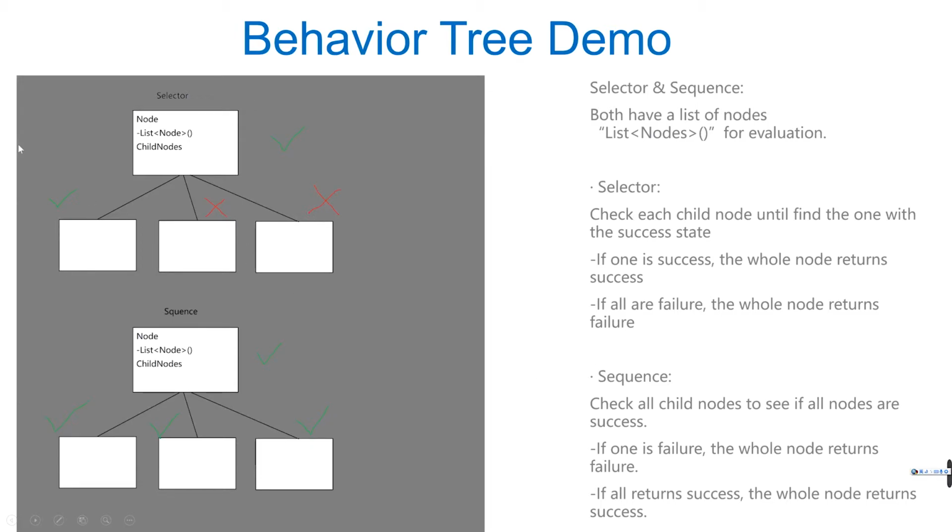Then this whole node won't be working. And the sequence checks all nodes to see if all of them are success. If one is failure, then the whole node returns failure. If all return success, the whole will return success.